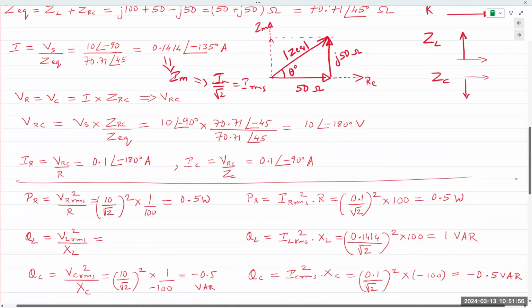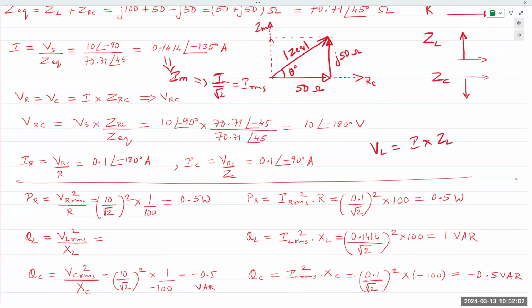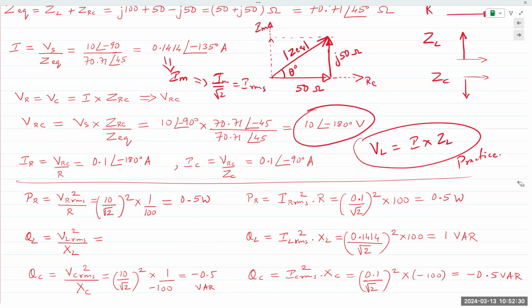So let's see. Let me write it here. VL is I times ZL. Practice this. Then that same current I is being split between the resistor and the capacitor. So total current I is being applied to ZRC. I can apply Ohm's law again and find VRC, which is the voltage across the resistor and the capacitor. VRC is I times ZRC.